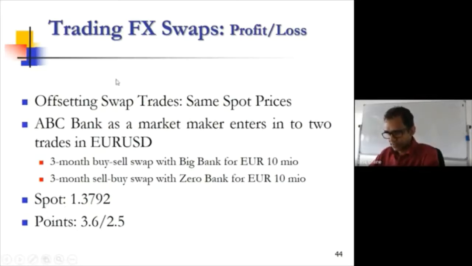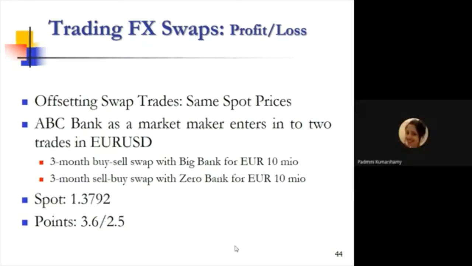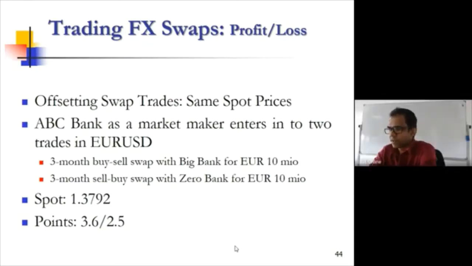Is the given information clear? And what do you derive by looking at these points? Whenever you see these points, they're negative, right? You should realize that they are negative.